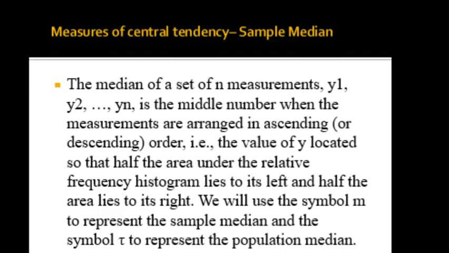The next measure is the sample median. Let's say we have a data set with n measurements. Then the first step would be to arrange these measurements in either increasing or decreasing order, y1 through yn. The observation which is located in the middle, such that half of the area of the frequency histogram lies to the left and half of it lies to the right, is the median. The symbol that we use for sample median is M, just the letter M. And for the population median, we use the Greek letter tau.